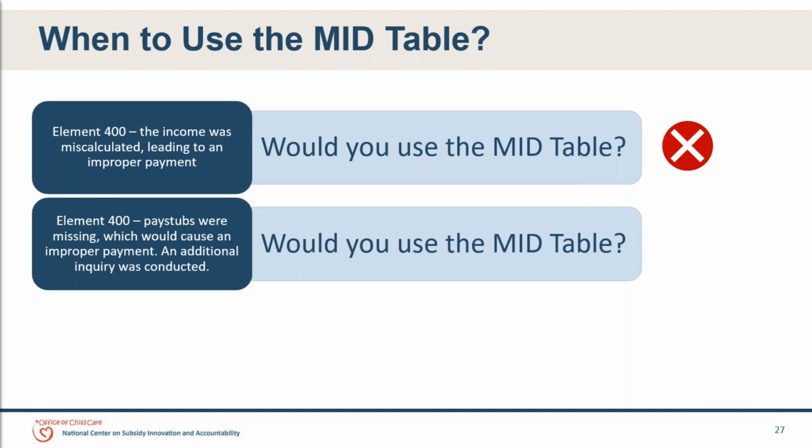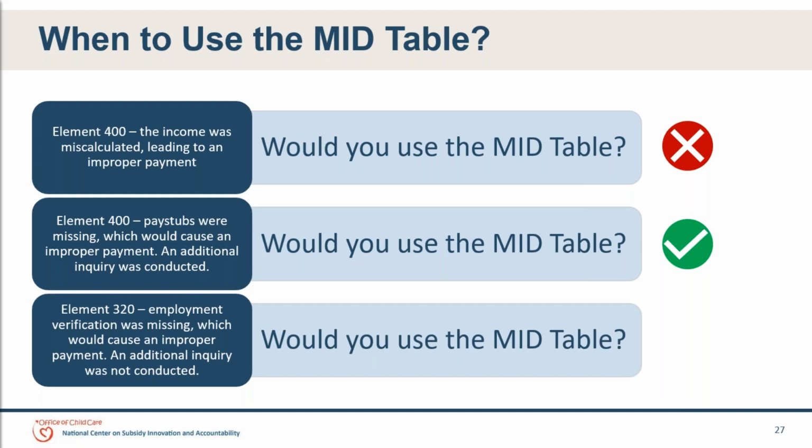All right, here's another example from element 400. Pay stubs were missing, which would cause an improper payment. An additional inquiry was conducted. This one's a little more straightforward, but it looks like everyone is saying yes, and that's correct. Missing pay stubs, and it would cause an improper payment. So yes, for the mid-table.